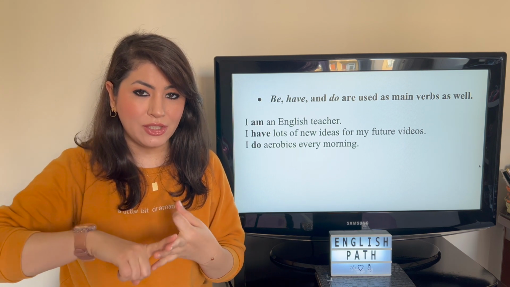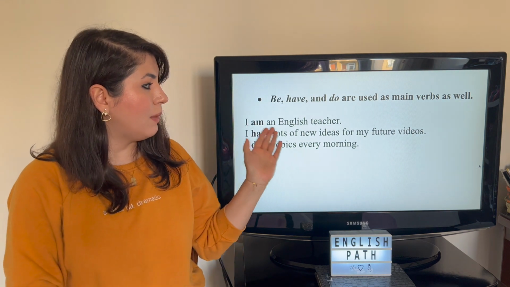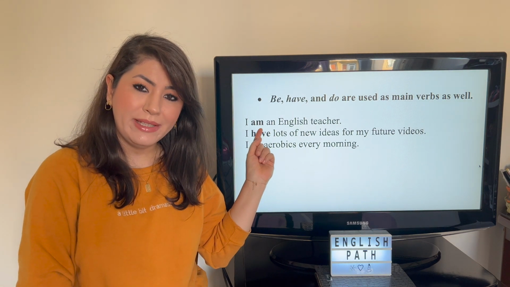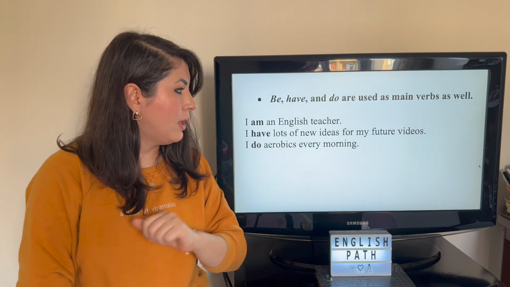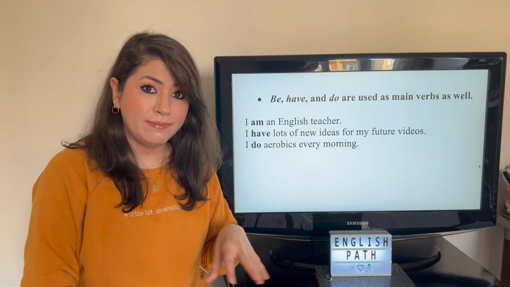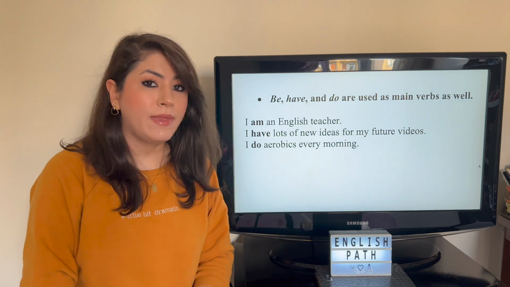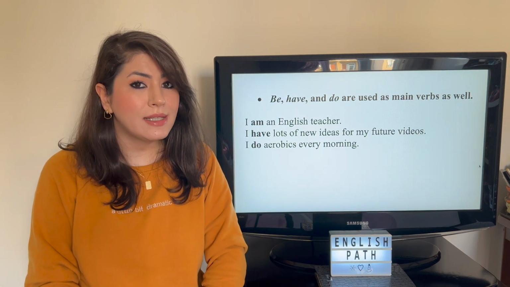to have, and to do can be used as main verbs. Like, I am an English teacher. Am, which is a form of be, is the main verb of my sentence. I have lots of new ideas for my future videos. I really do. I do aerobics every morning. That's a lie. I don't. I just wanted to have a fancy sentence as an example.